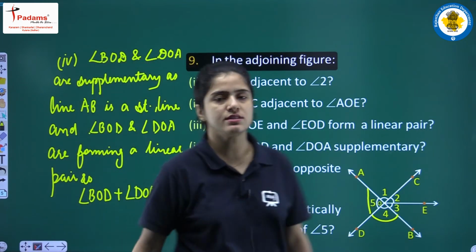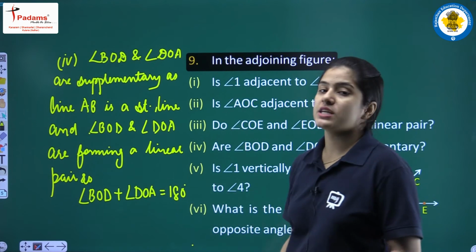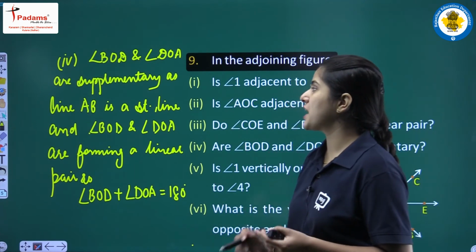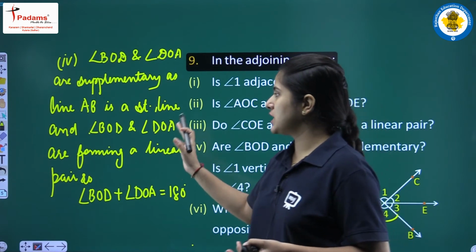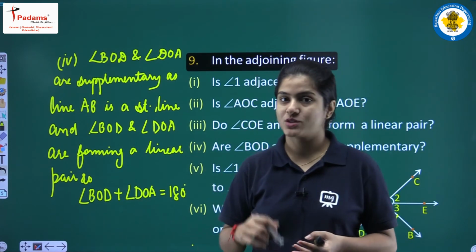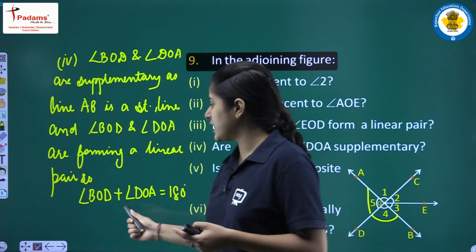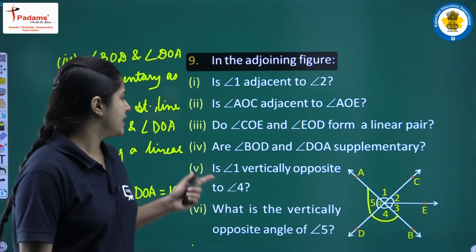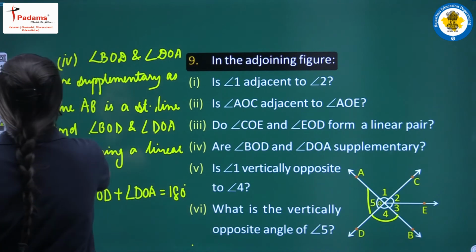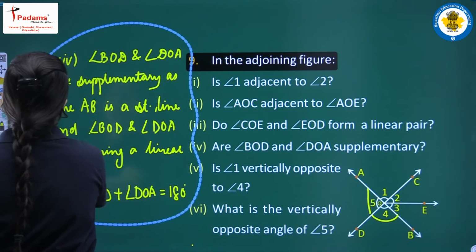Have a look students, that angle BOD and DOA are supplementary as line AB is a straight line, okay, and BOD and DOA are forming a linear pair. So that is why the sum of angle BOD and DOA is equal to 180 degrees, okay students? Now students, we have to do the fifth part. What is the fifth part students?